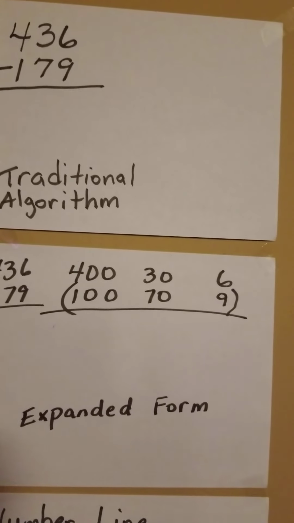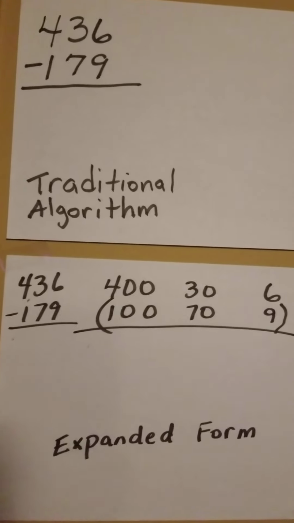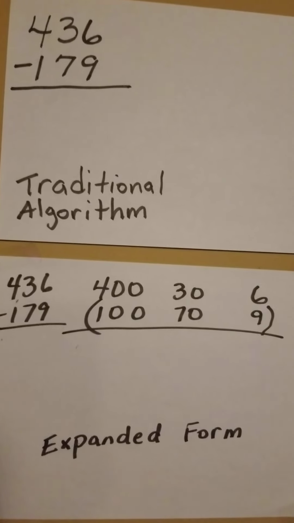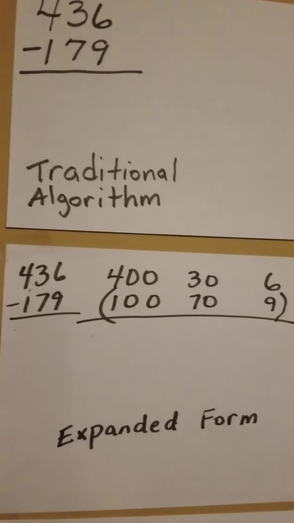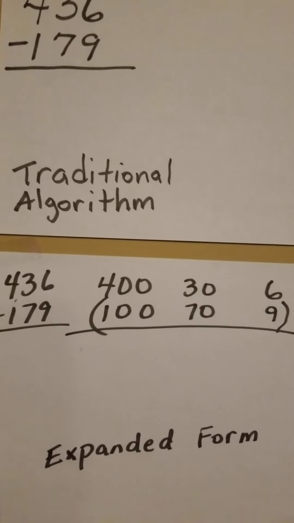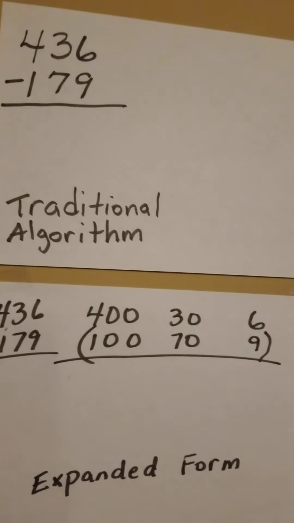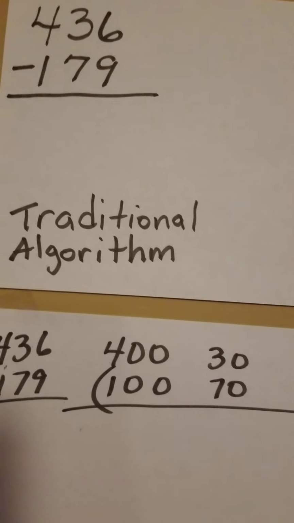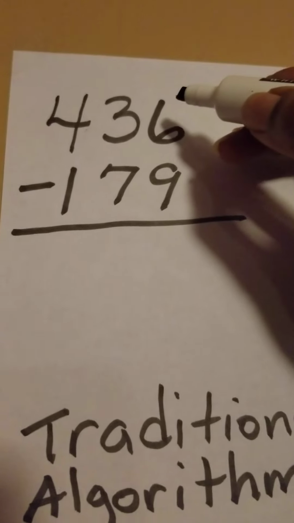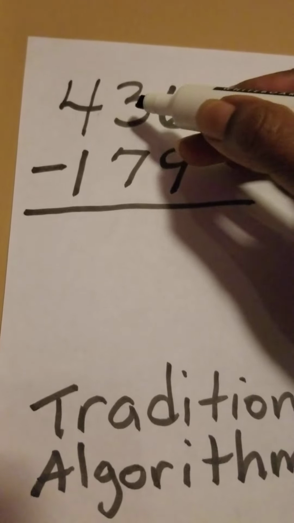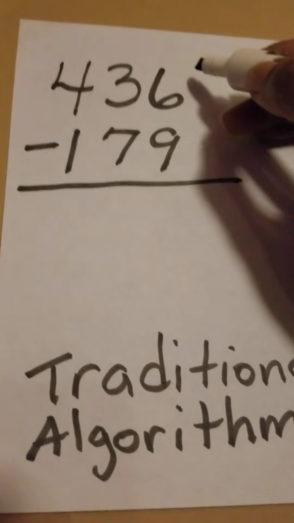Okay, going to do a simple lesson on subtracting a three-digit number by a three-digit number. I'm going to go over a couple of different strategies that you can use. The first strategy is a traditional algorithm. With a traditional algorithm, here you have 436, take away 179.